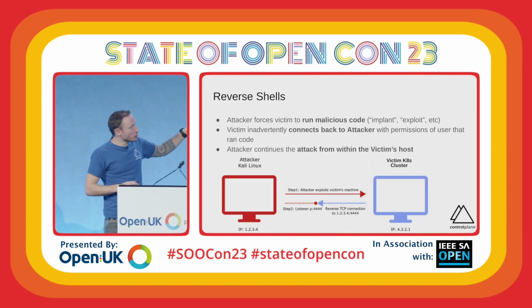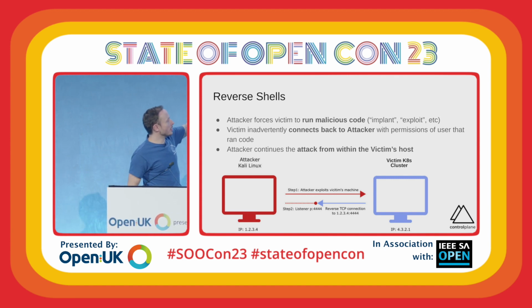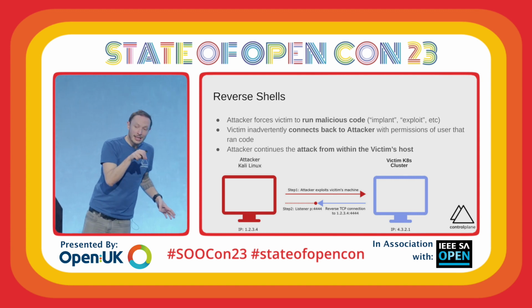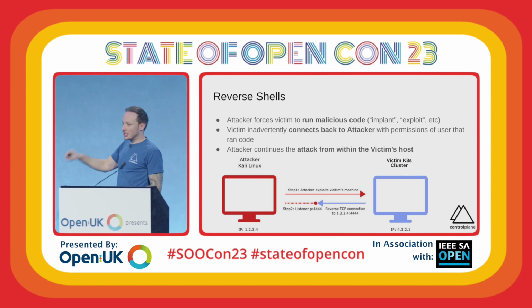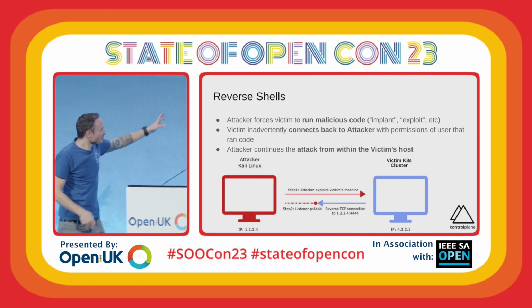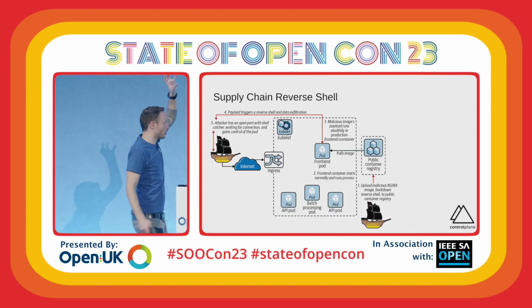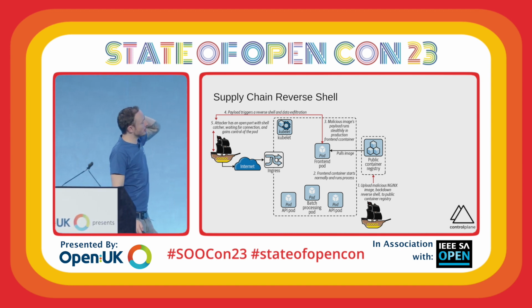So for these reverse shells, we see that we've exploited the victim's machine by virtue of dropping that implant into the application code. The victim's Kubernetes cluster will then fire that reverse TCP connection to the endpoint that we control. And this is the diagram we've just seen.